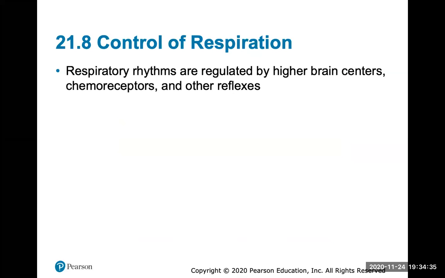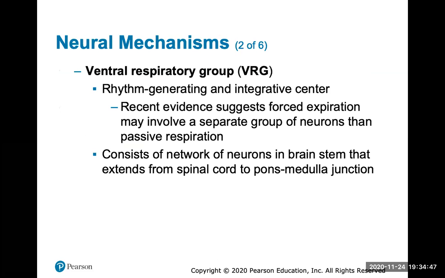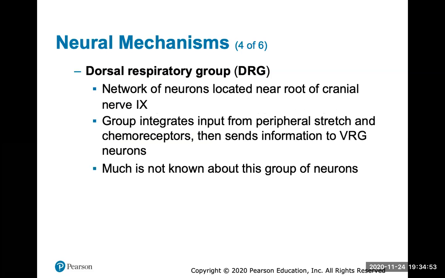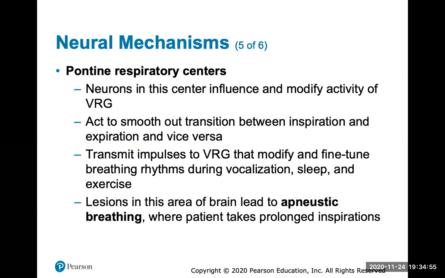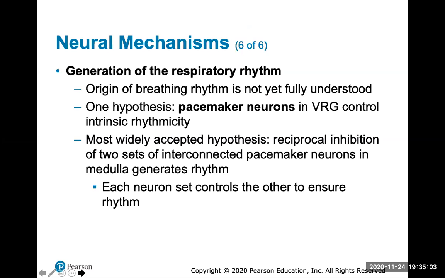Control of respiration. These respiratory rhythms are regulated by higher brain centers, chemoreceptors, and other reflexes. We have the medullary respiratory center and the medulla, two different groups, ventral and dorsal respiratory group. Here's the ventral respiratory group and the dorsal respiratory group. You don't need to know too much about those or any of the neural details, but you should know that the respiratory centers are controlled in the brainstem of the medulla.